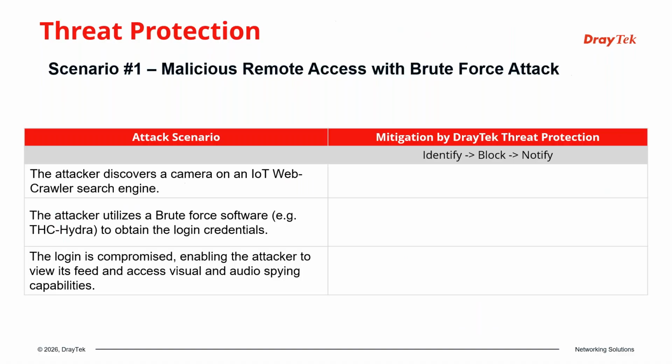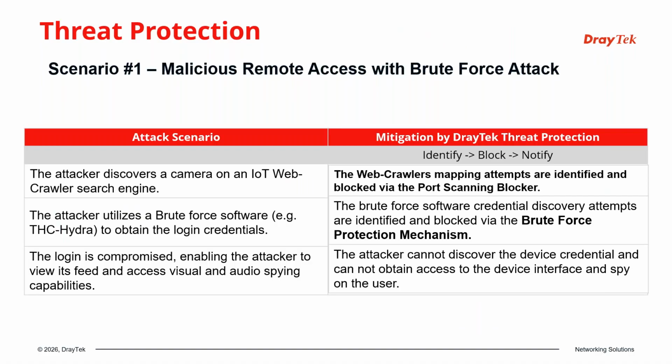And I wanted to just run through some potential scenarios that threat protection can help block. So the first one is malicious remote access with a brute force attack. So for example, an attacker has discovered a camera with an IoT web crawler search engine, and the attacker has identified that it's got a vulnerability. Actually, in this situation, it just uses brute force to obtain login credentials. If someone's not used a strong password, then that can be easily compromised, and the attacker could get access to the device and access the feed.